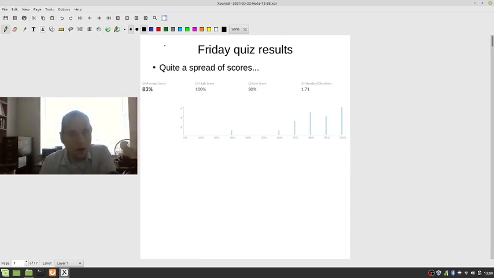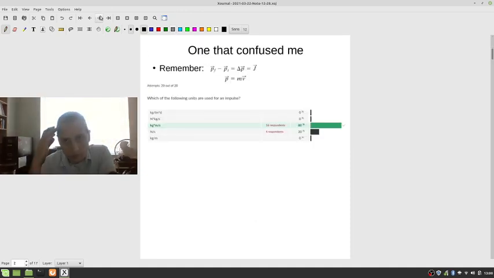Okay, on our quiz, we had quite a spread of scores. 83% is lower than I would like. The one that I found most confusing, one that a couple people got wrong, was this one, where I asked for the units on momentum.